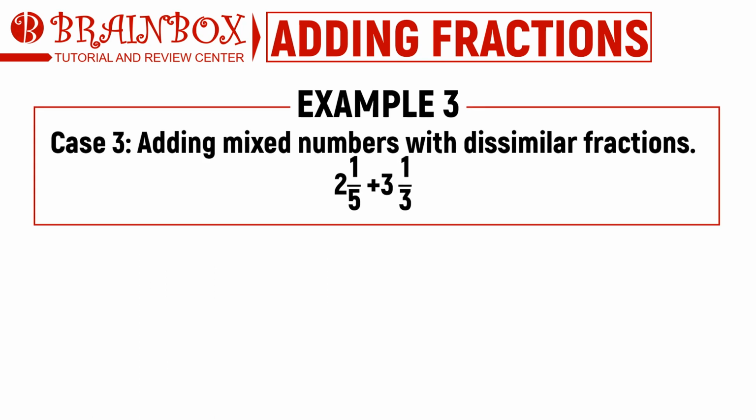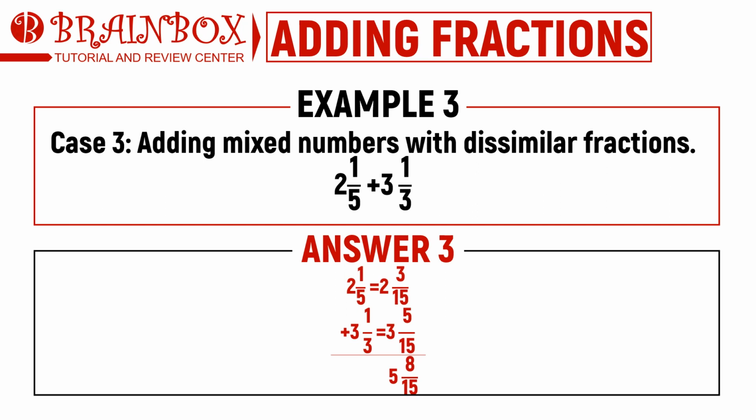Case 3. Adding mixed numbers with dissimilar fractions. 2 and 1/5 plus 3 and 1/3 equals 2 and 3/15 plus 3 and 5/15 equals 5 and 8/15. For our third case, convert first the dissimilar fractions to similar fractions. Retain the whole numbers. After conversion, add the fractions and whole numbers to arrive at the answer.